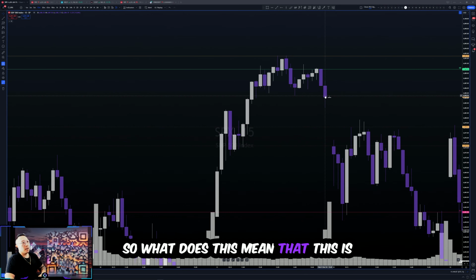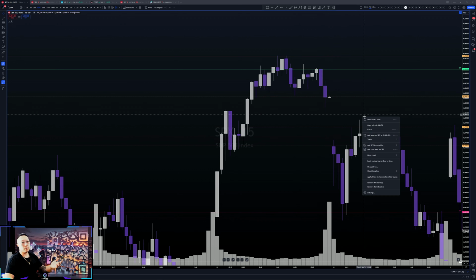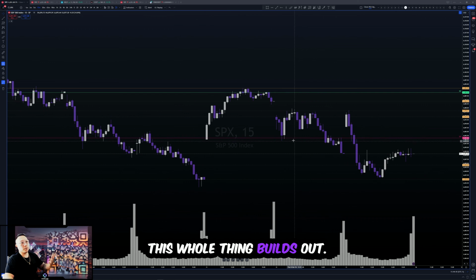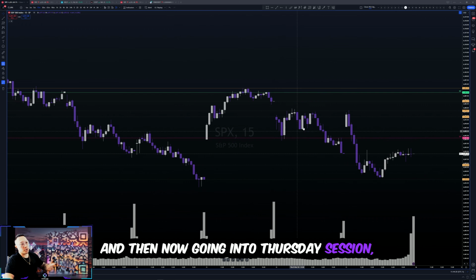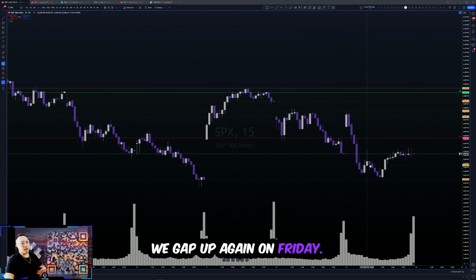So what does this mean then? This is now setting you up for continuation the next day, which is exactly what we got. Okay? So you can start seeing how this whole thing builds out. And then now going into Thursday session, you have a bear flag forming intraday, and then you break down further. We gap up again on Friday, we break down further.